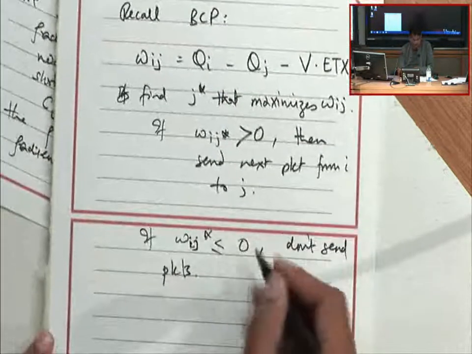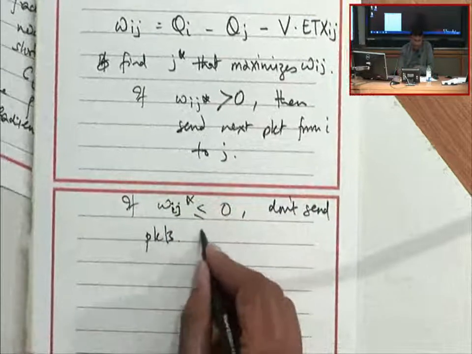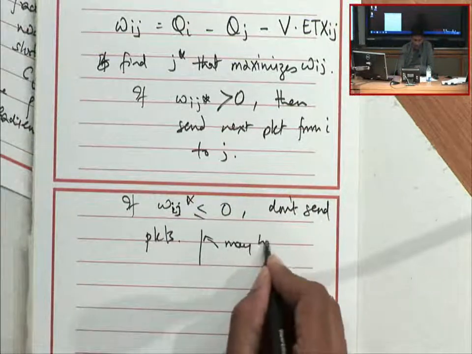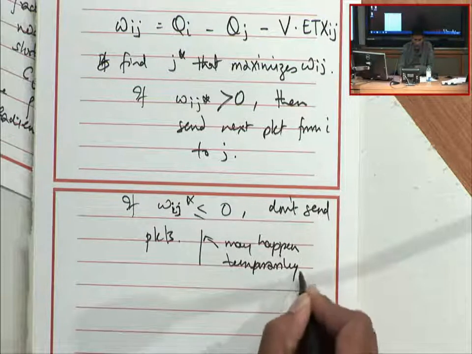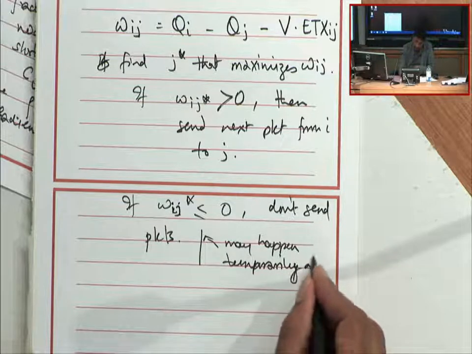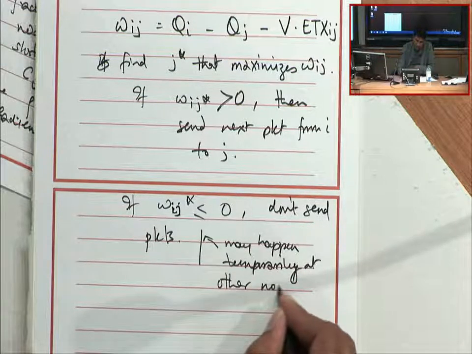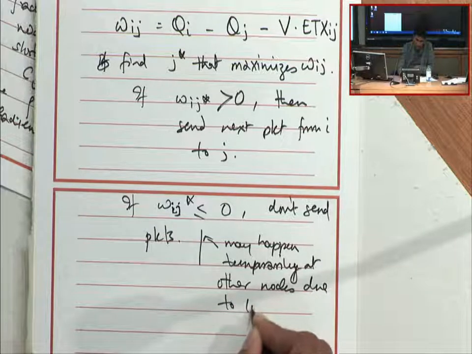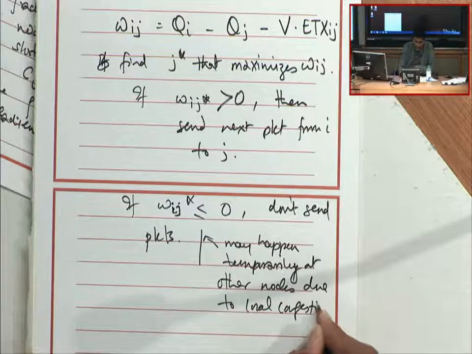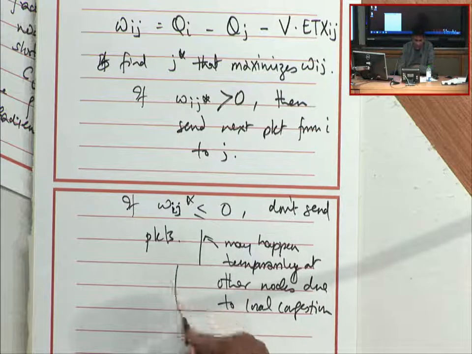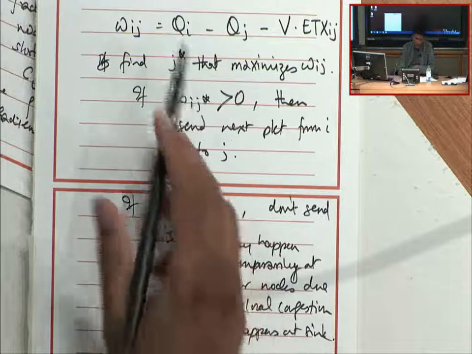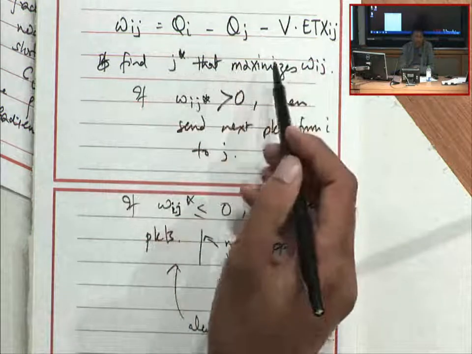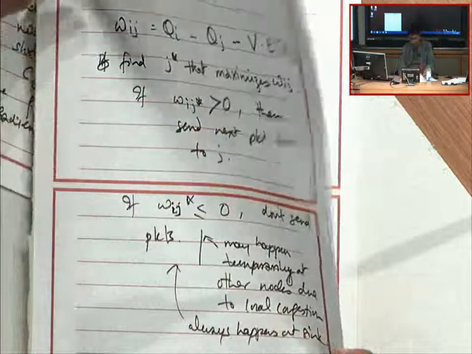So basically, even if temporarily it happens at other nodes due to local congestion, that's fine. That's part of the design of BCP. On the other hand, it will always happen at the sink. Obviously the sink node, because its queue is always 0, will always have this term being negative.